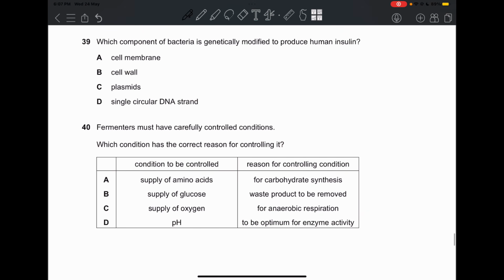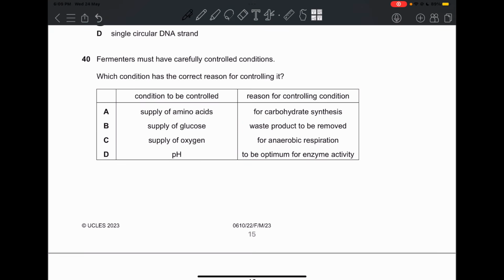39, which component of bacteria is genetically modified to produce human insulin? Of course, this is the plasmids. Fermenters must have carefully controlled conditions. Which condition has the correct reason for controlling it? A says supply of amino acids for carbohydrate synthesis. This is incorrect because amino acids help in the synthesis of the proteins, not carbohydrates.